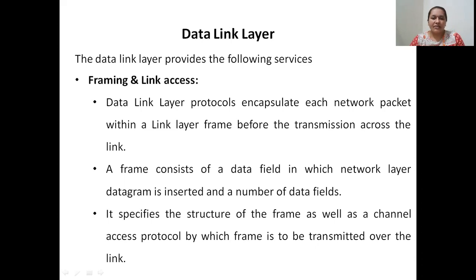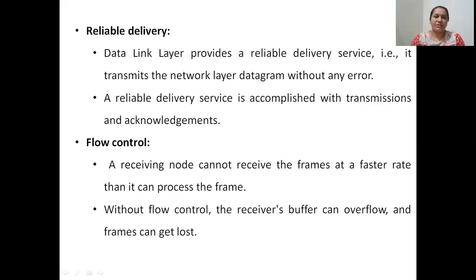The data link layer will add a header and trailer to the data of the adjacent layer and prepare a frame out of it. The frame consists of a data field, header, and trailer. Apart from framing, the data link layer also provides channel access protocols by which the frame can be transmitted on the transmission link. The second function of the data link layer is reliable data delivery.